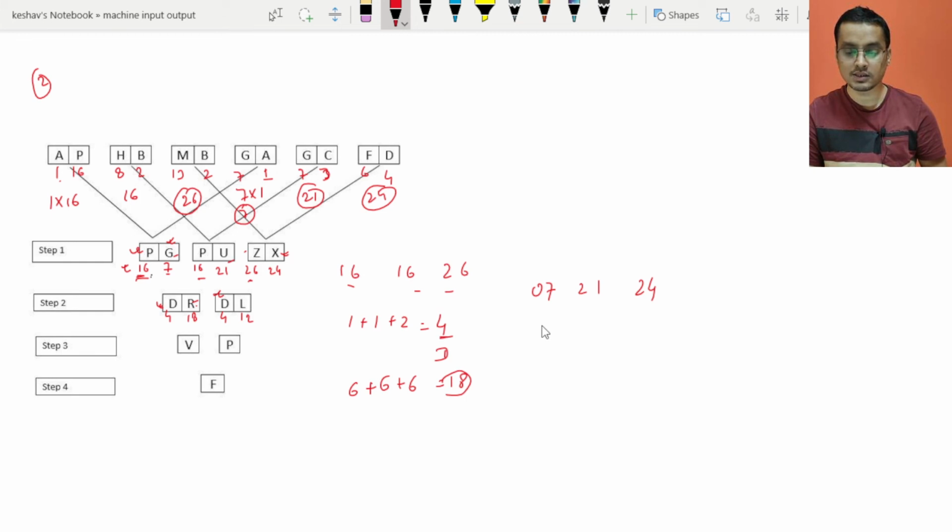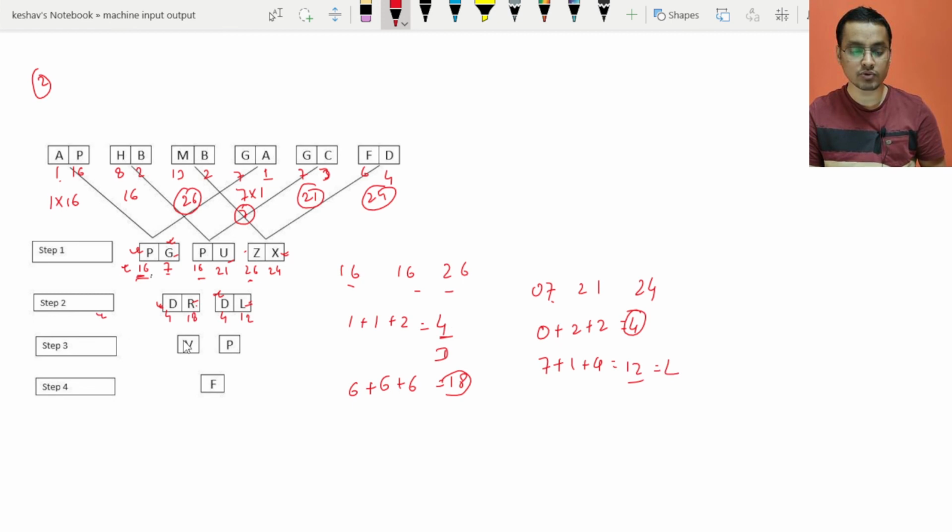So add all the tens digits. 0 plus 2 plus 2 is 4. So we are getting 4. So it will be 4. How are we getting L? After that we add all the unit digits. So add 7 plus 1 plus 4: 7 plus 1 is 8, 8 plus 4 is 12. That is equal to L. Okay, so I hope you are able to understand the logic behind step 2.